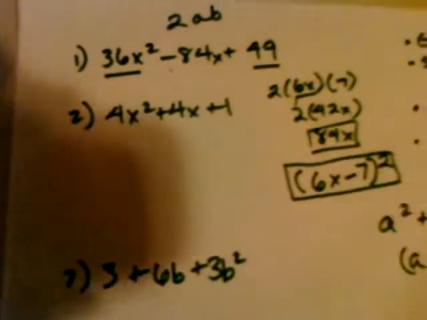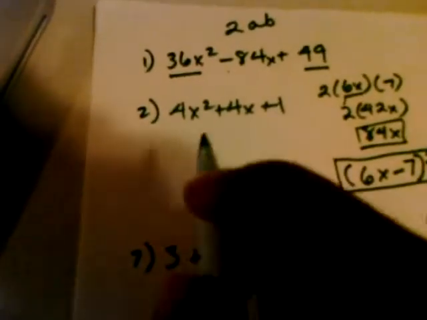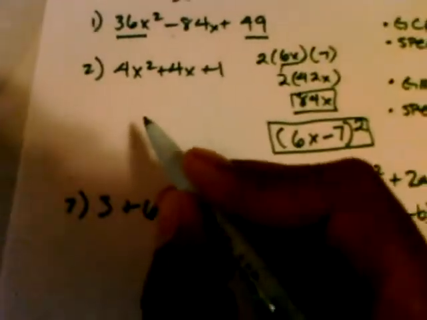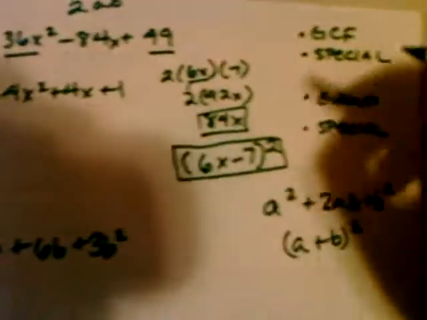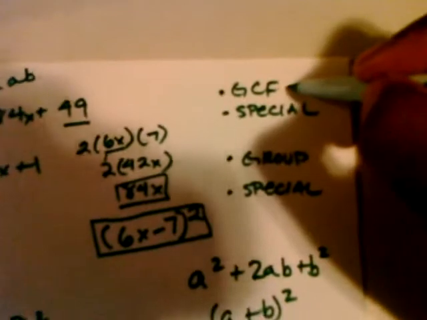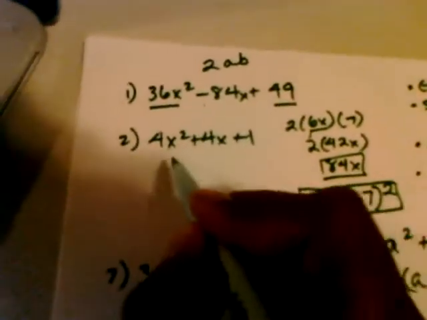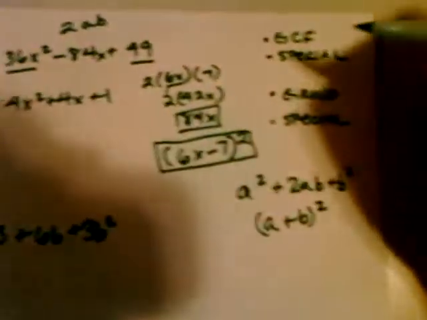Let's look at number 2. We're going to follow the same steps. Once again, we want to go back to the steps of how to factor. The first thing we need to do is factor out the GCF. I don't see a GCF here. I have 4, 4, and 1. There is no greatest common factor there. Then we look for special cases. In this case, the special case is a perfect square.